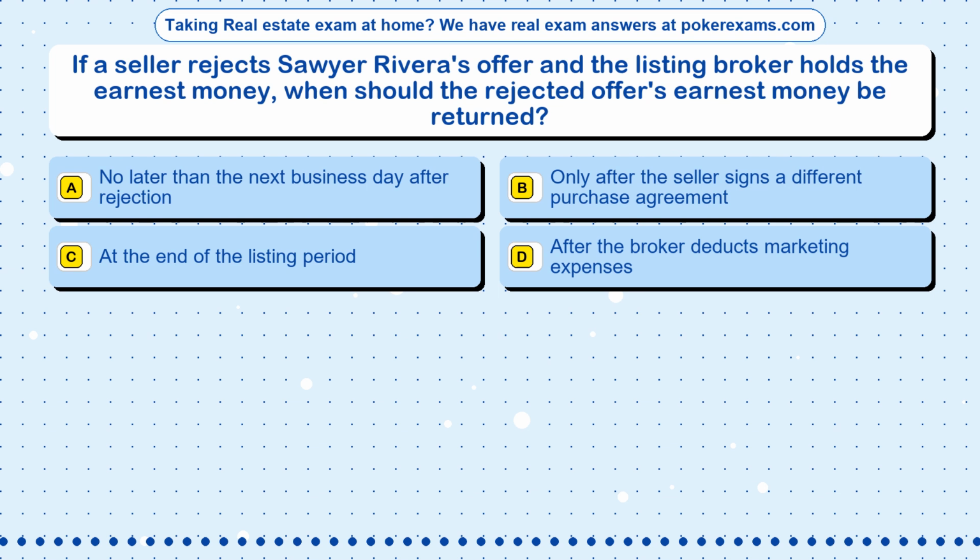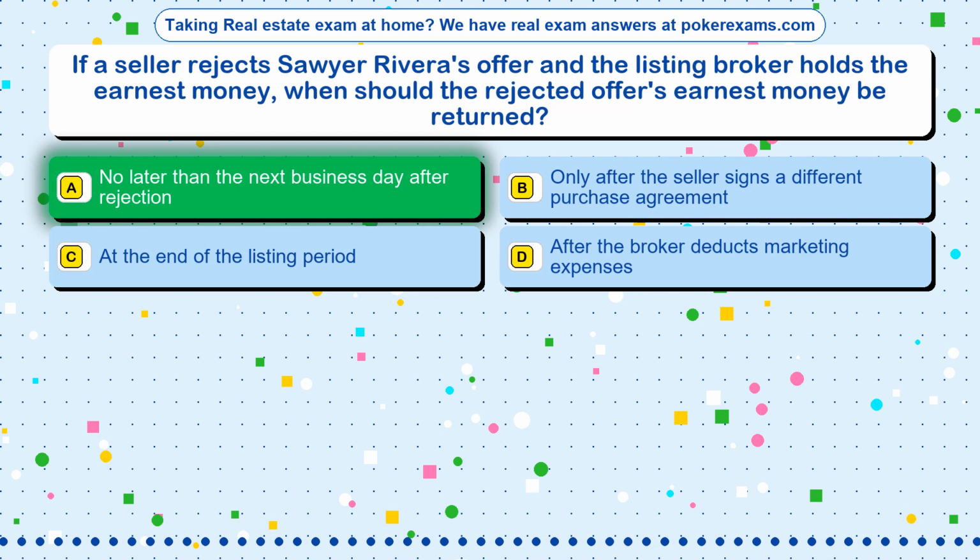Question 85. If a seller rejects Sawyer Rivera's offer and the listing broker holds the earnest money, when should the rejected offer's earnest money be returned? Option A, no later than the next business day after rejection. Option B, only after the seller signs a different purchase agreement. Option C, at the end of the listing period. Option D, after the broker deducts marketing expenses.